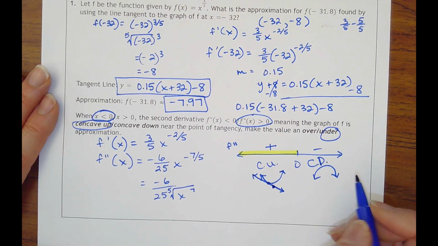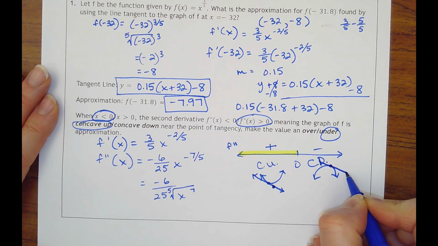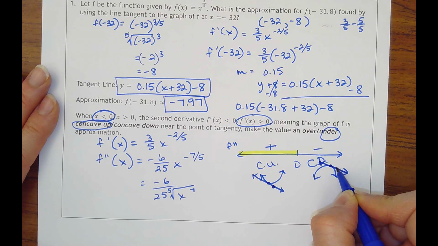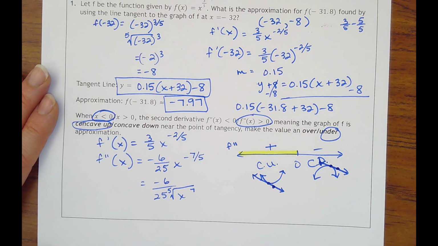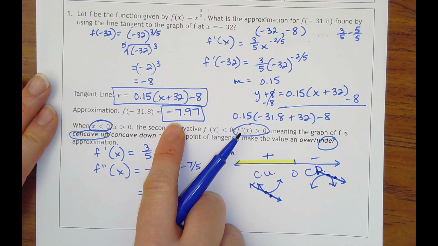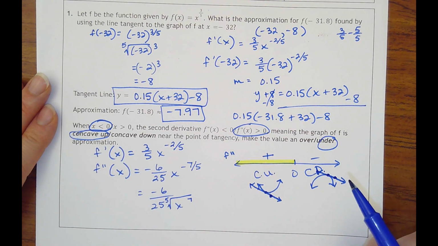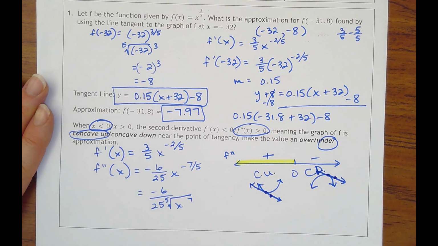Whereas if it's concave down, and let's say here's my point of tangency, here's my tangent line, I want to find this value, I'm over it. I'm over top of it. So picture that in your head of a curve and drawing those tangent lines, and it'll help you know when you're going to be an over or an under estimate. So that means that we found the y to be negative 7.97, but actually it's probably a little higher than that if we had the actual function, which we do.